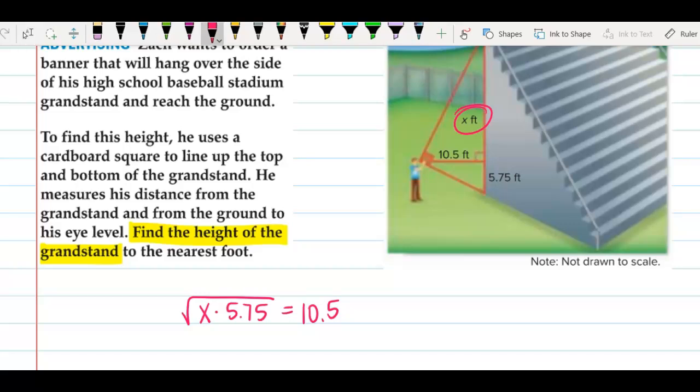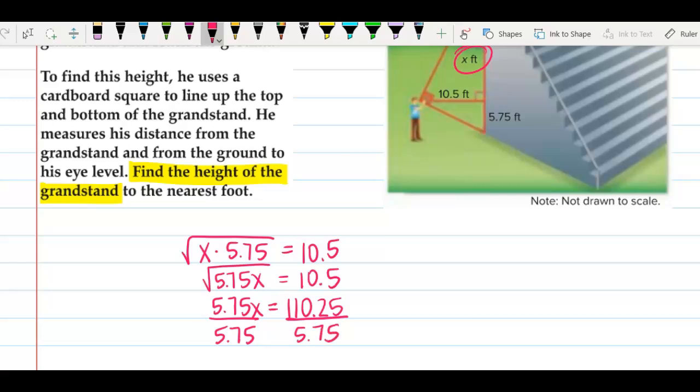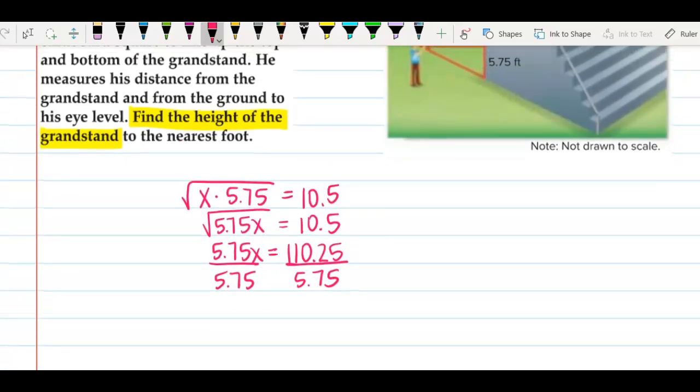Okay, so I took both pieces of the base, took the square root, and that's equal to the height. So if I rearrange this a little bit, I really have the square root of 5.75x equals 10.5. Okay, I need to get rid of this square root. So to get rid of a square root, we square something. So 10.5 squared, I would have 5.75x equals 110.25. Divide both sides by 5.75, and I get about 19.2.